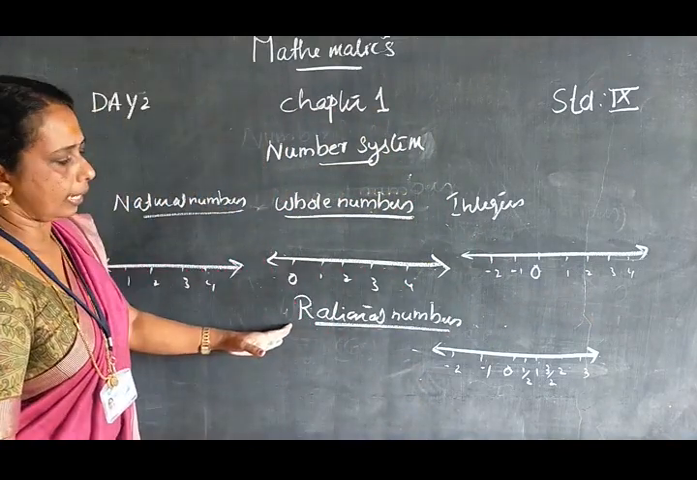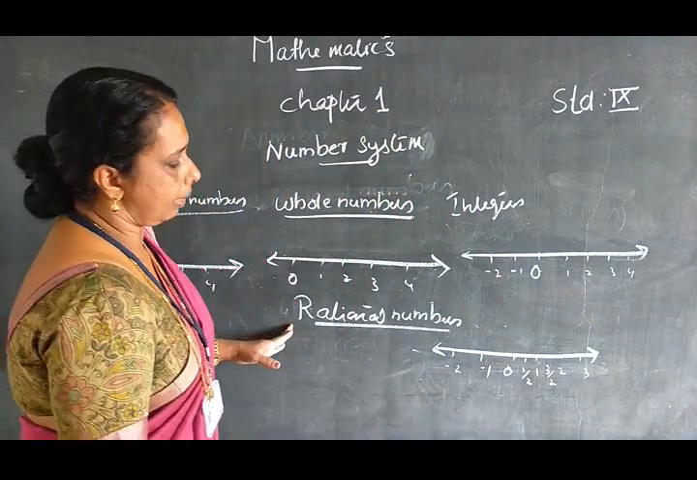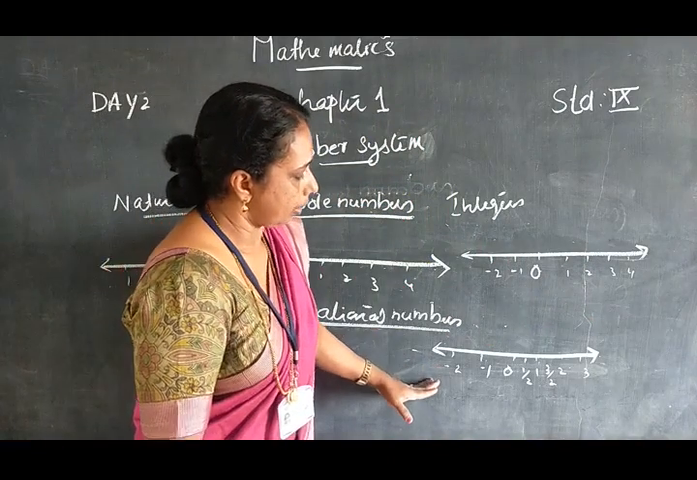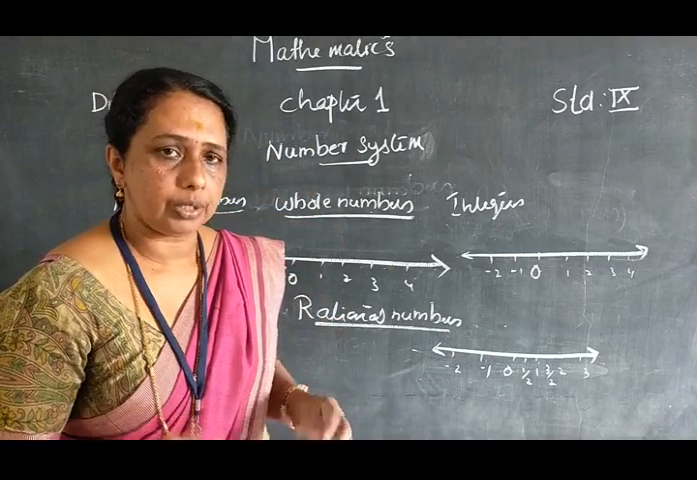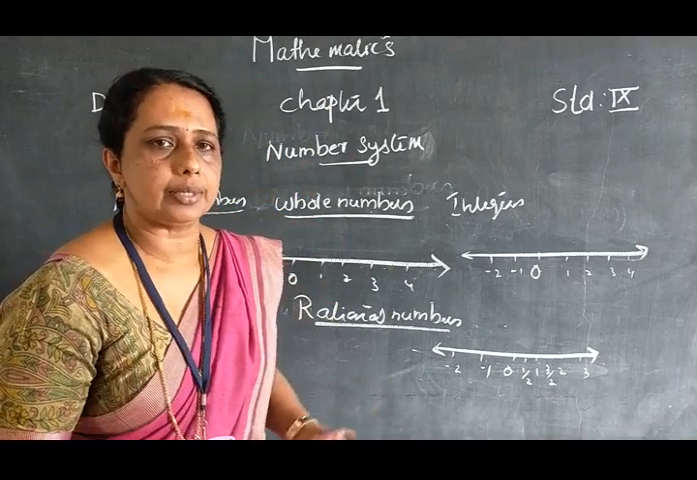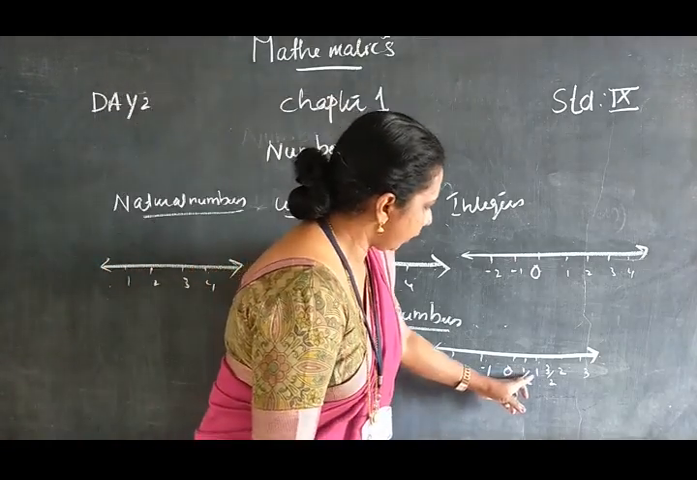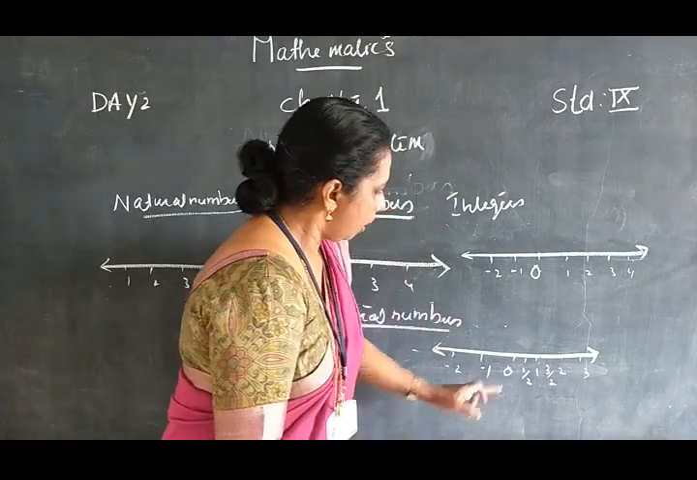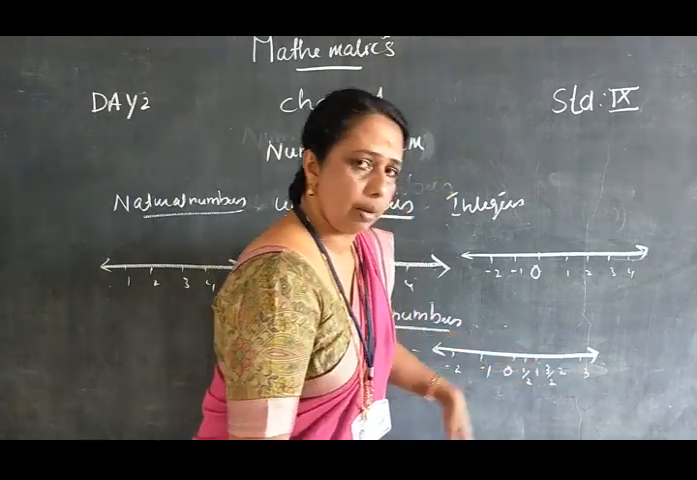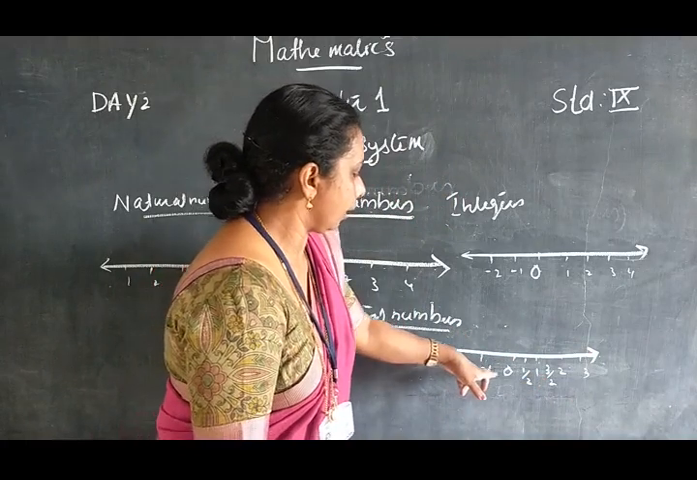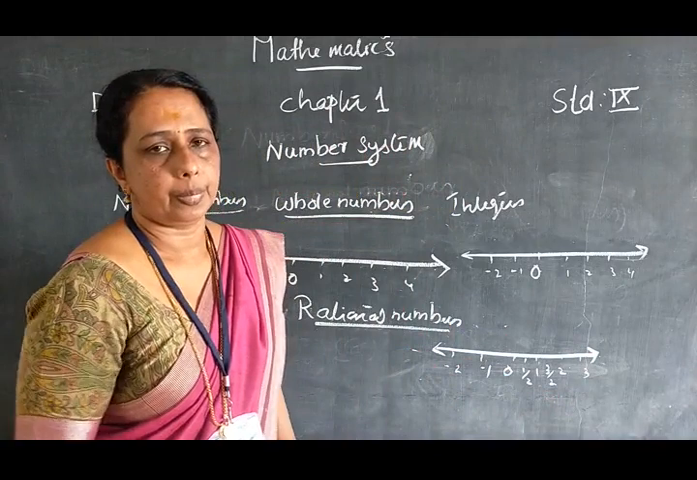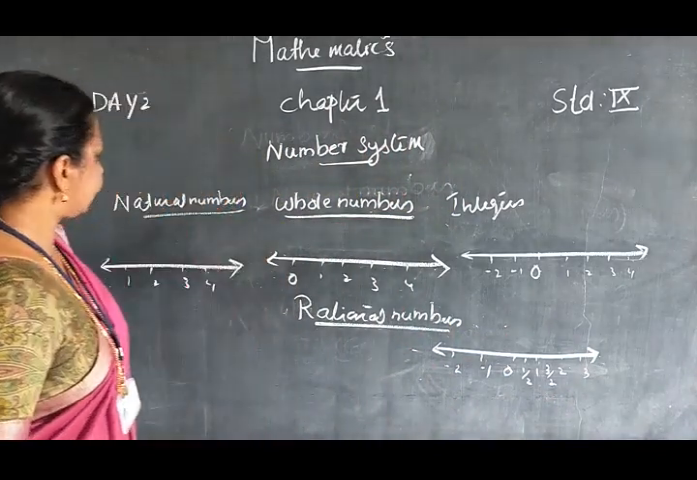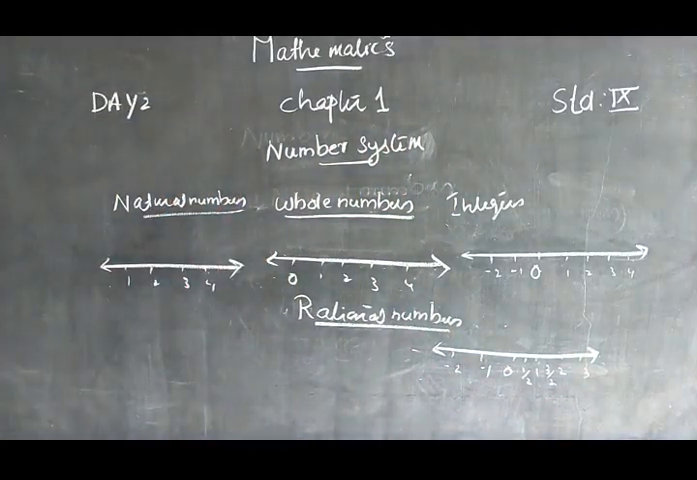Then how can we represent rational numbers on a number line? Rational numbers include integers, natural numbers and whole numbers. 1, 2, 3, 4, etc. natural numbers are there. 0, 1, 2, 3, 4, etc. whole numbers are there. And also including the rational numbers 1 by 2, 3 by 2, etc. This is the representation of types of numbers on a number line that you have already studied.